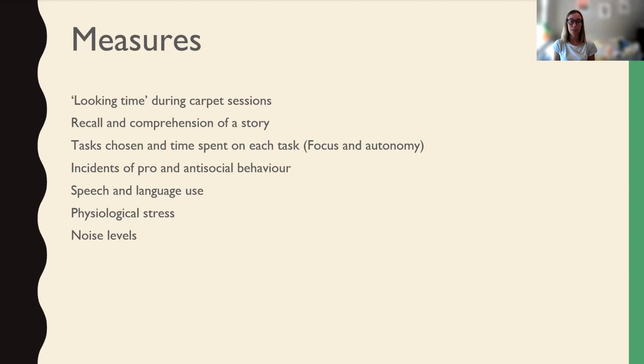We're also coding incidents of pro and antisocial behaviour, so looking at how often they do things like share resources, incorporate a peer into their game, or how often, you know, an argument might break out, snatching or pushing or whatever. We're going to look at children's speech and language use. Do they talk more or less indoors or outdoors? And then because we have the ECG as well, we can use their heart rate as a measure of physiological stress. And we also take readings with a decibel meter frequently throughout the indoor and outdoor sessions, both when the children are seated and listening to the teacher and when they're up and about doing their choosing activities. So we can compare the noise levels indoors and outdoors, and we can see whether noise mediates any of the other effects that we might see from our other measures.